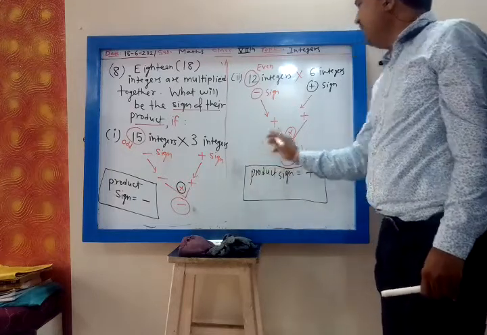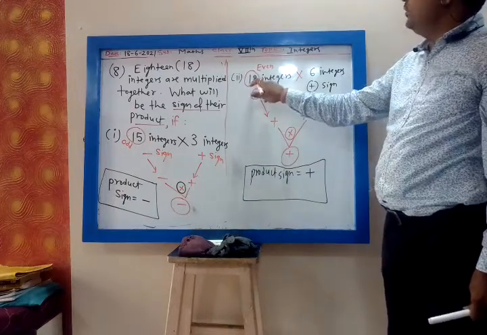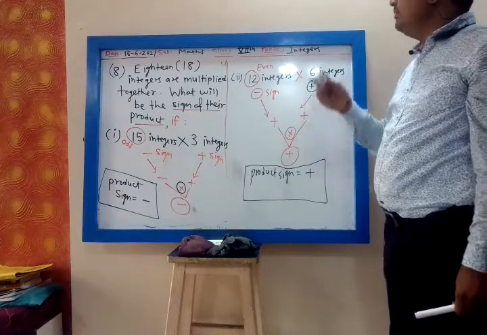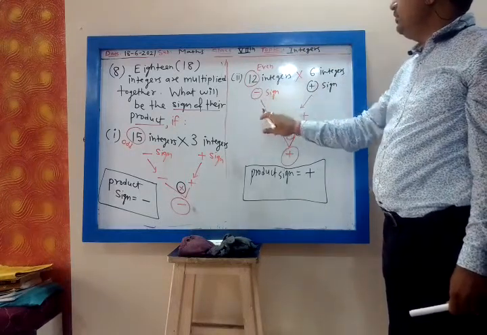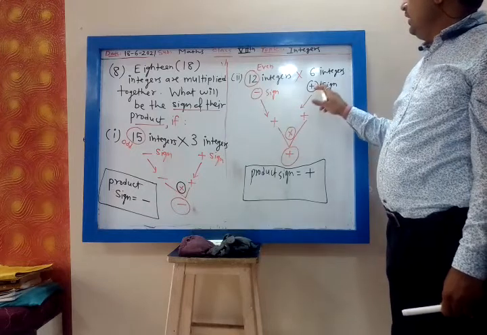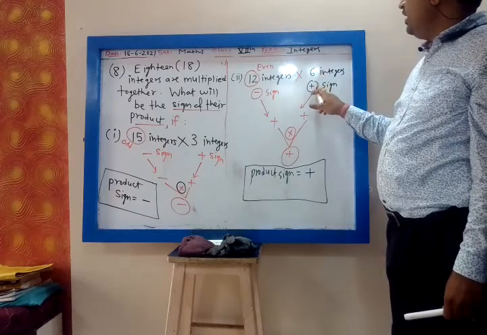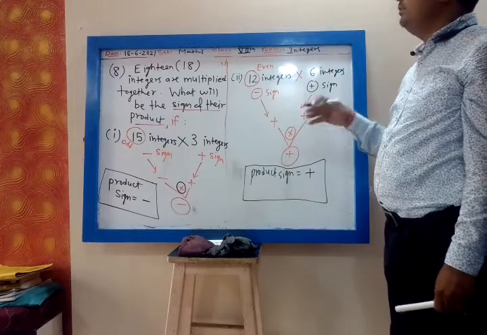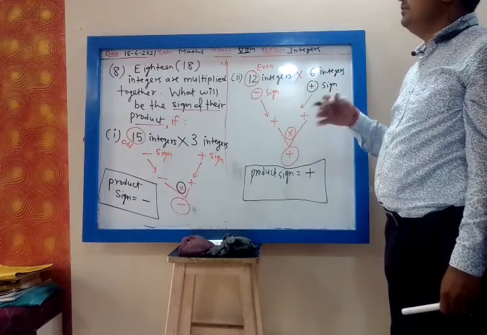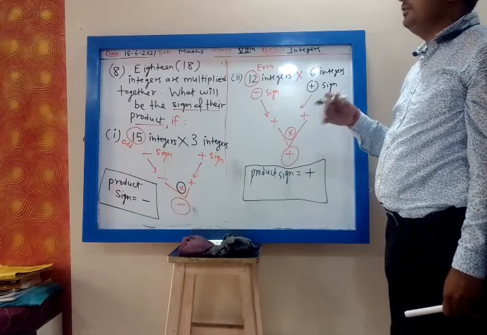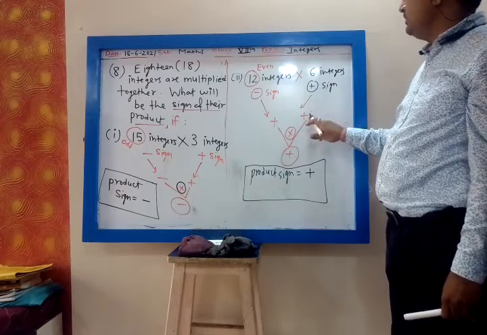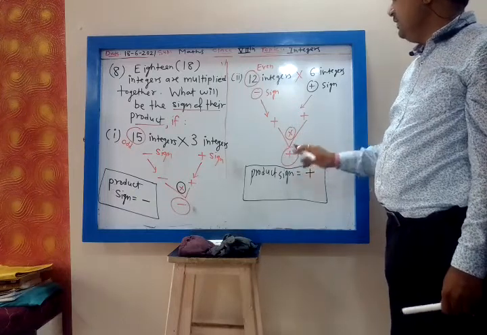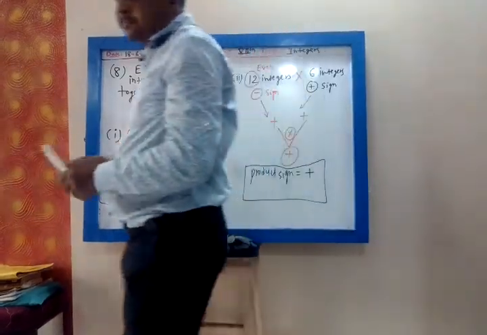Because you are multiplying the minus sign 12 times and 12 is an even number, whenever minus is multiplied an even number of times, the product will be plus. And the 6 are all positive, so plus into plus, plus into plus, all will be plus. Then plus into plus will be plus. So the final product sign is plus.